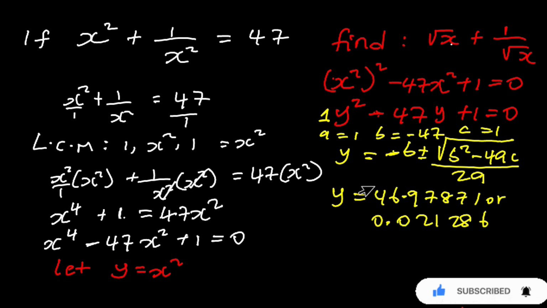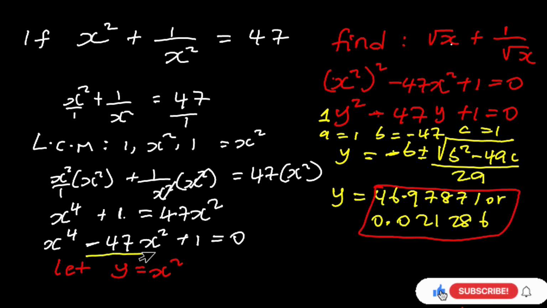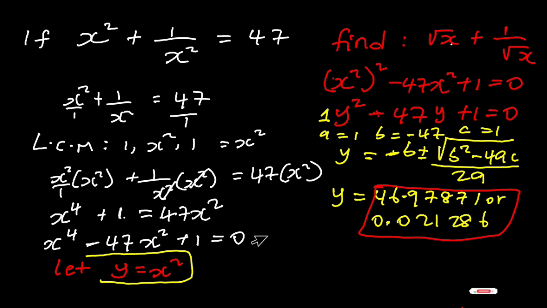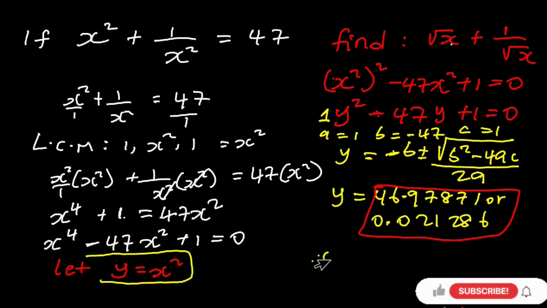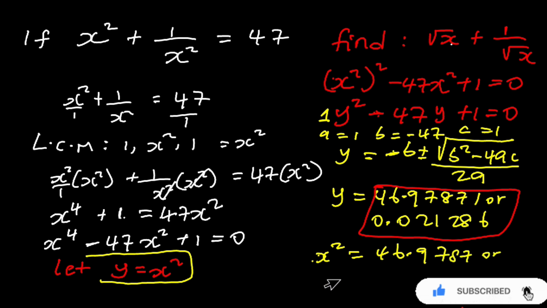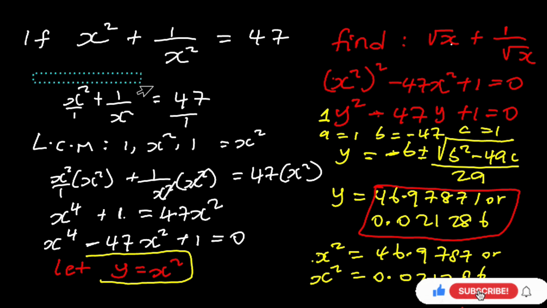So these are our values of y. But remember, here we made an assumption of equating y to x squared. So anywhere you see y, we're going to replace it with x squared. Alright, so y is equal to this or this. So we're going to have that x squared is now equal to 46.9787, or our x squared is equal to 0.021286. So let's go ahead and solve for the values of x.